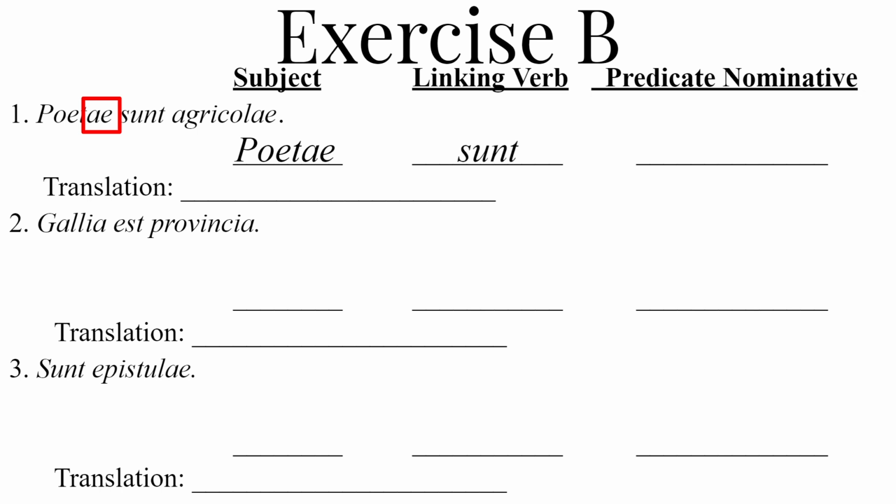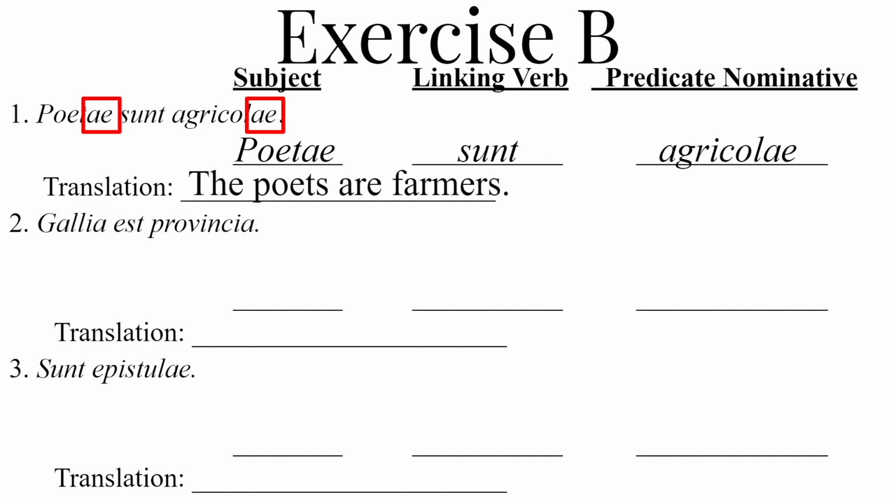And then let's check out the ending for agricolae. Agricola means farmer, agricolae masculine. That ae ending, let's see, agricola is the singular farmer and agricolae would be plural farmers. So plural nominative. What's the other reason for the nominative case? We have subject and the predicate nominative. So poetae sunt agricolae. The poets are farmers.